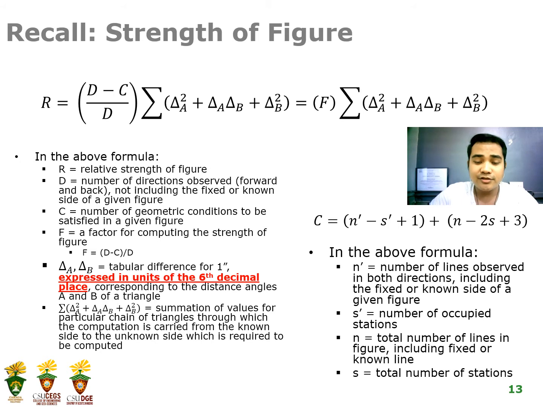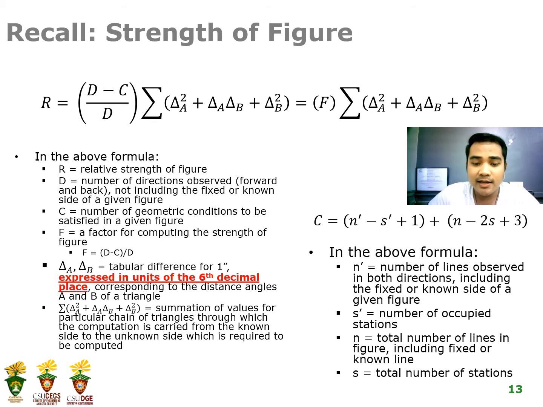So for computation of C, which is the number of geometric conditions to be satisfied in the given figure, here is the formula: n prime minus s prime plus 1, plus n minus 2s plus 3, where n prime is the number of lines observed in both directions, including the fixed or known side in a given figure. So, kaganina sa D, it is for the number of directions.